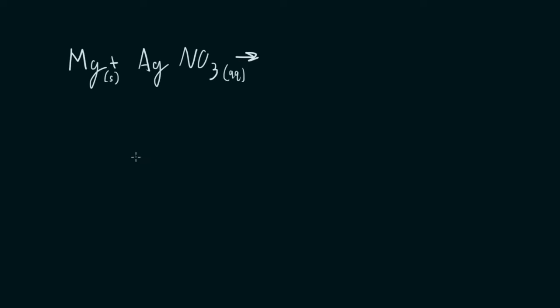In this video, we're going to look at some examples of redox single replacement reactions, and we're going to try and predict the outcomes of these reactions by calculating the voltage. So I've got magnesium metal being put into a solution of silver nitrate. Now the first thing we need to do is figure out what's going to be replacing what.